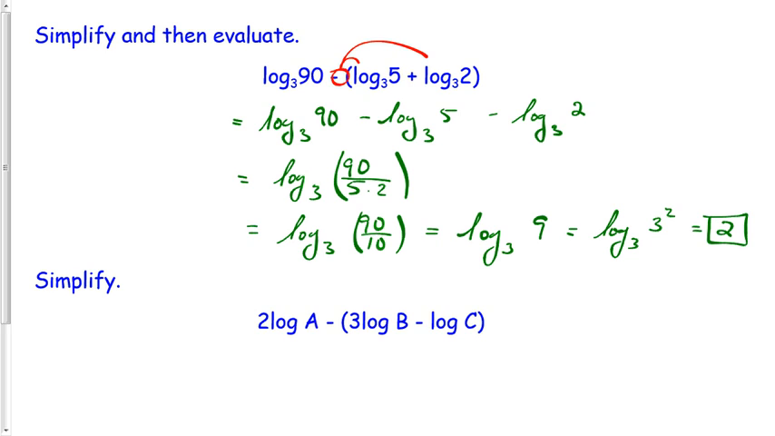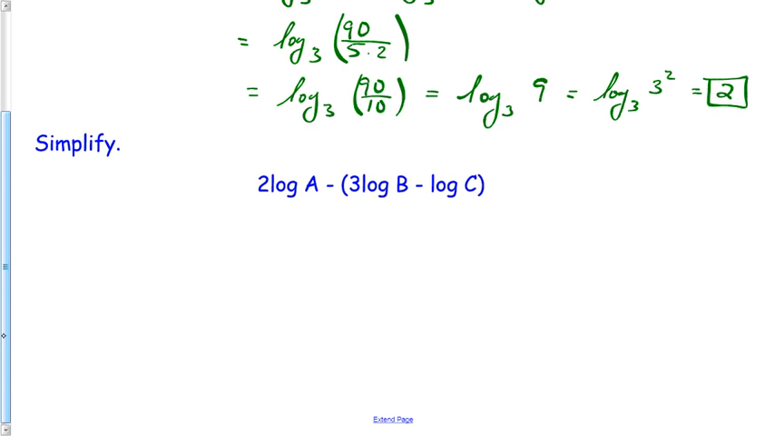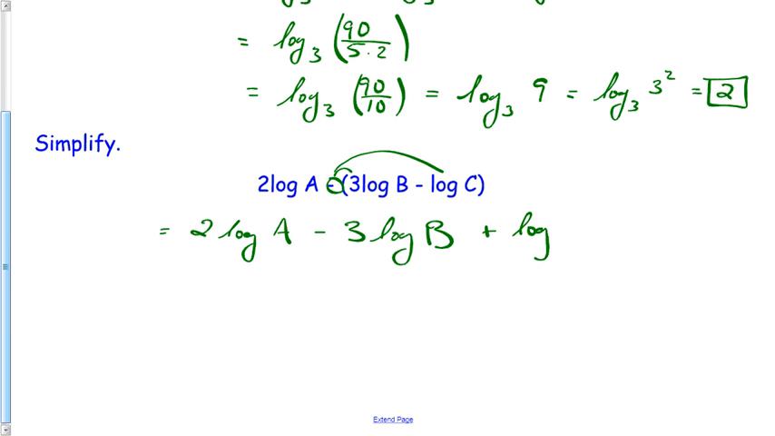All right. How about for the next one? For this one, I think distributing the negative in is probably a good idea as our starting point. And so we'll have 2 log A minus 3 log B, and then the negative times the negative turns this into an addition of log C.